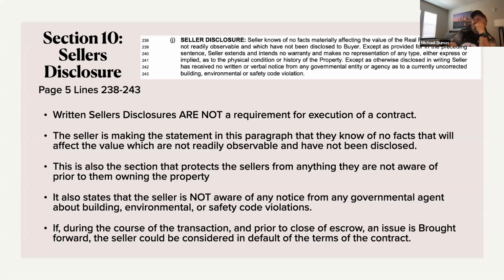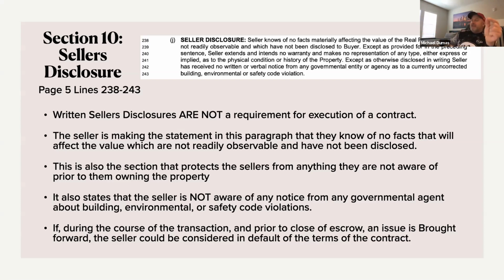Except, it says, except as provided for in the preceding sentence, seller extends and intends no warranty and makes no representation of any type, either express or implied, as to the physical condition or the history of the property. Meaning, they're not responsible for what happened from the owner prior to them or the owner before that. They're only responsible for material facts known going into the property and what occurred while they owned the property, okay?